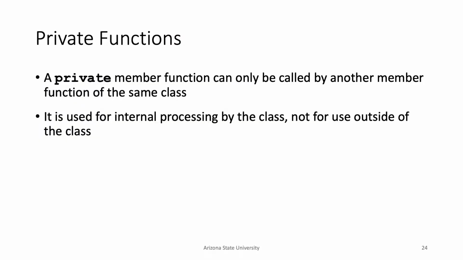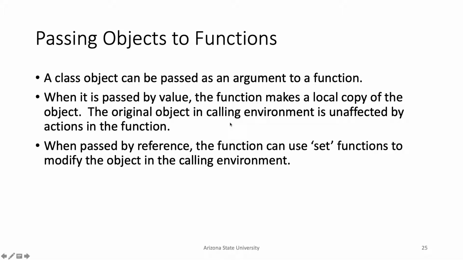A lot of the stuff after this we already covered, or is really basic, so I'm going to go a little faster through the rest of this. A private function can only be called by other functions of the same class. It's private to the class, used for internal processing. Now, what's interesting is that if we have a function, we can pass other objects to that function. So, what are the two ways that we can pass data?